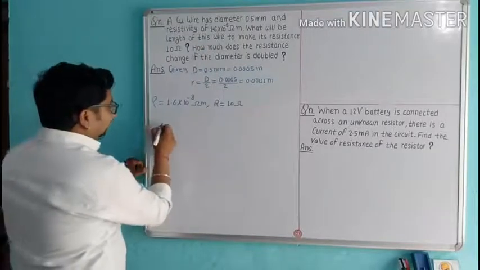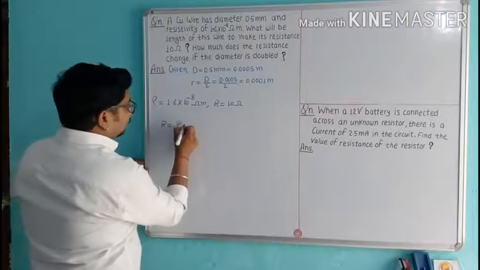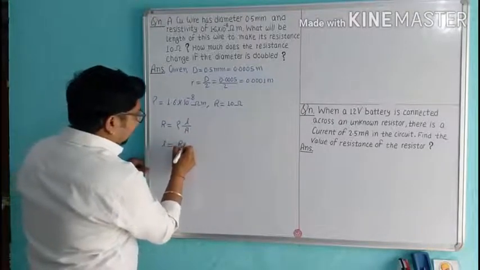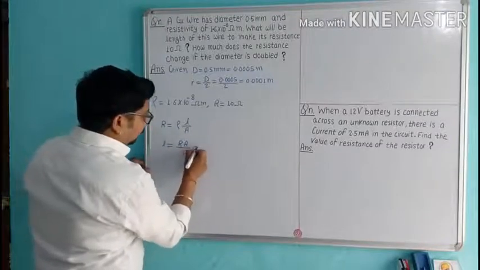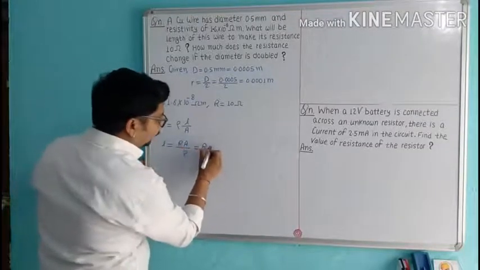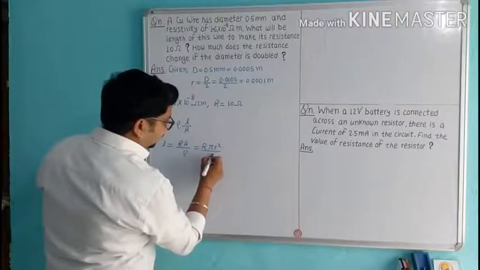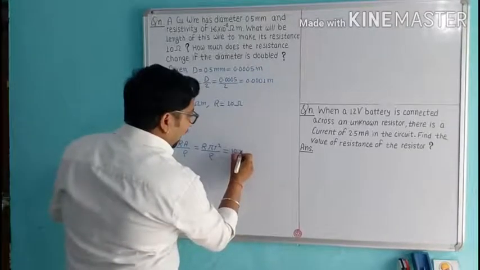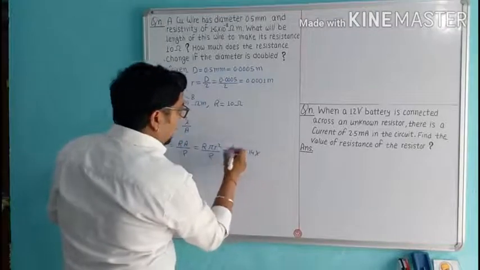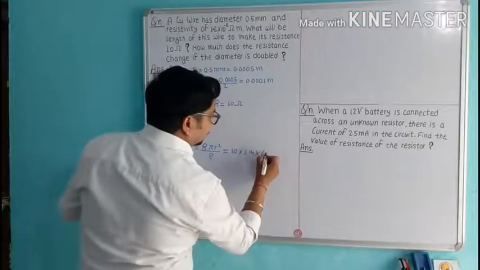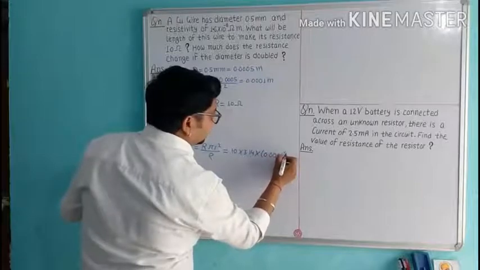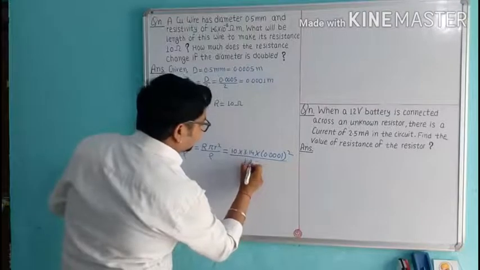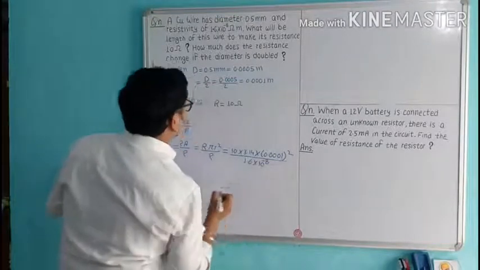Now we use the formula R is equal to rho L upon A. Then L will be R A upon rho, that is R, area is equal to pi R square for the copper wire, upon rho. Now put the values. Capital R 10, pi 3.14, r square 0.0001 square, whole upon rho, that is 1.6 into 10 to the power minus 8.